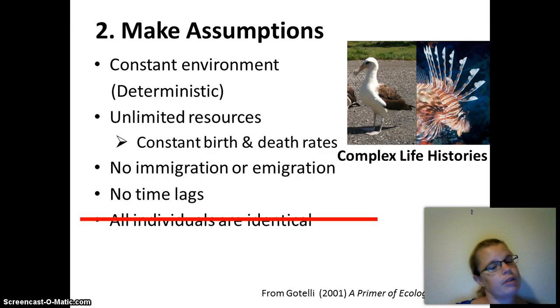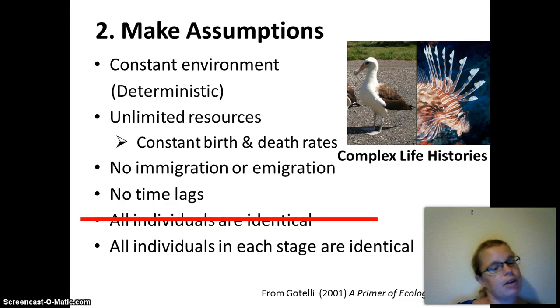So again, if you get rid of that assumption that all individuals are identical, you can instead say that all individuals in each stage are identical. And then you have to change the birth and death rates to vital rates, which is basically the rate of transitioning from one stage to another.